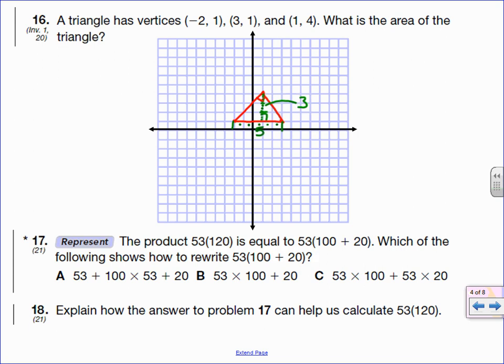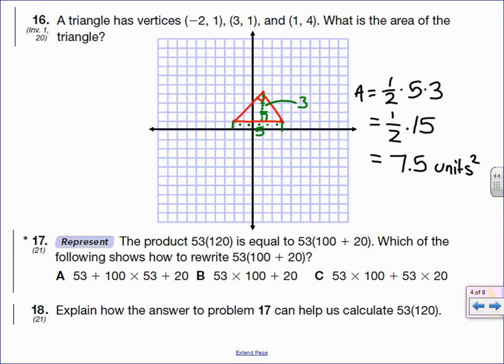So I can do 1/2 the base times the height. The base in this case is 5, and then the height is 3. Five times 3 is 15, and then half of 15 is 7.5. And since I don't have units, I would just call it units squared, and it's squared because it's area.